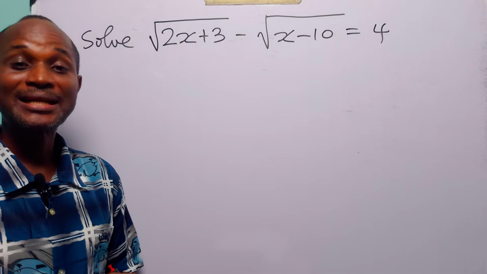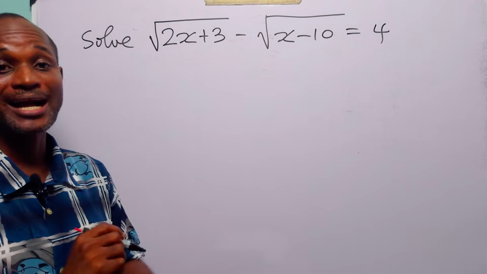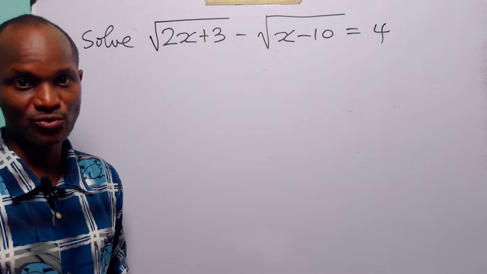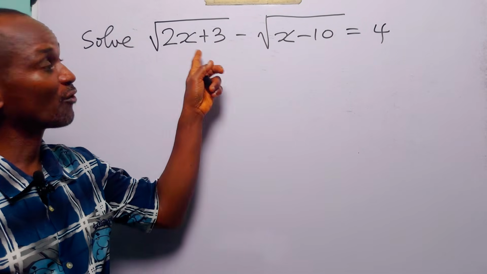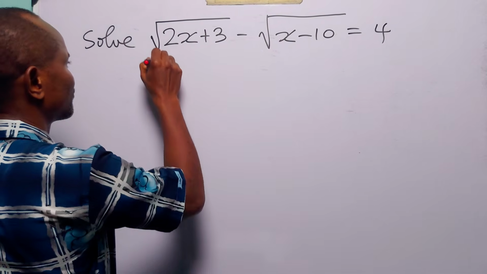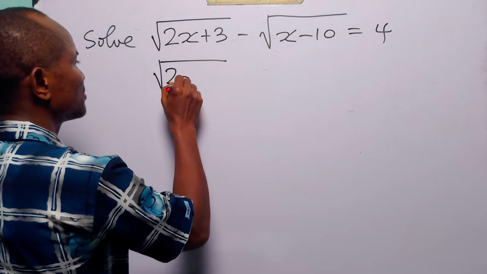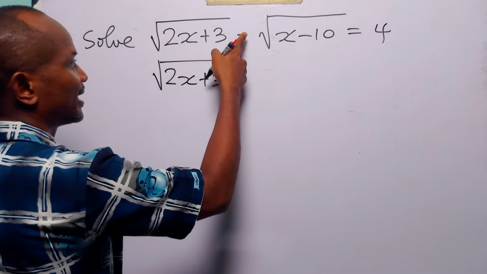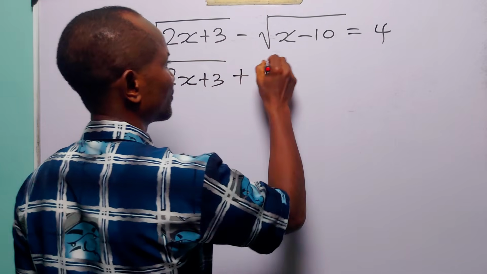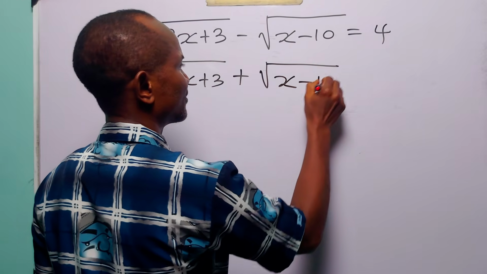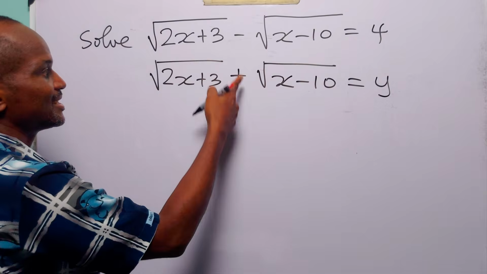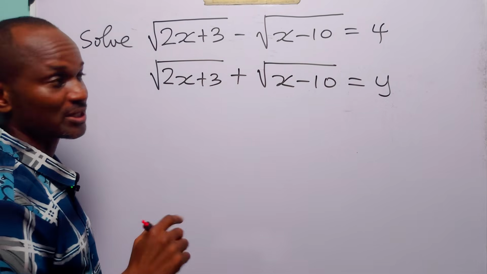Hello and welcome. There's a simple way of solving this radical equation for real values of x using the difference of two squares. Now for this we need to form a second equation. The equation is going to be root 2x plus 3, now instead of minus we have plus, root x minus 10 is equal to y. Notice that these two are a pair of conjugates.